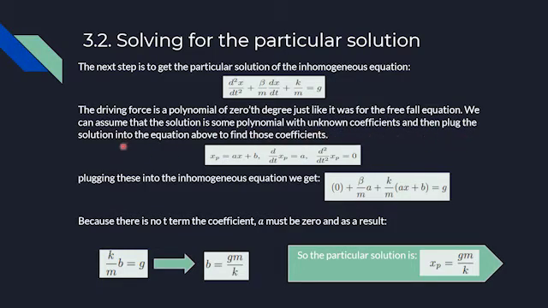Then plug the solution into the equation above to find those coefficients. So we just plug it into the inhomogeneous equation from this to this. Then because there is no t term, the coefficient alpha must be 0, and as a result like this. Then we manipulate it, and we get the particular solution xp equals gm over k.